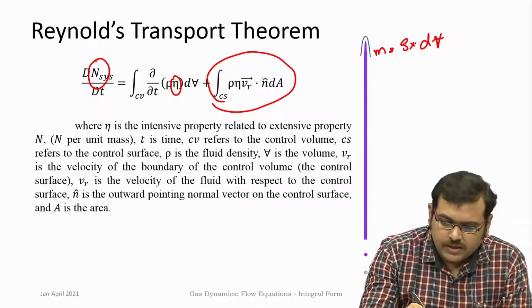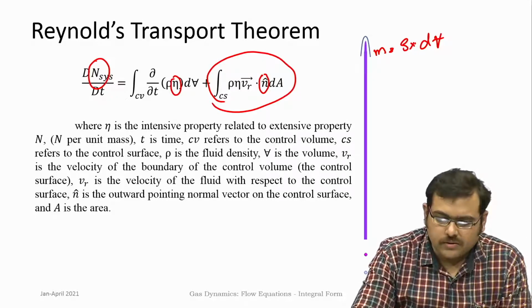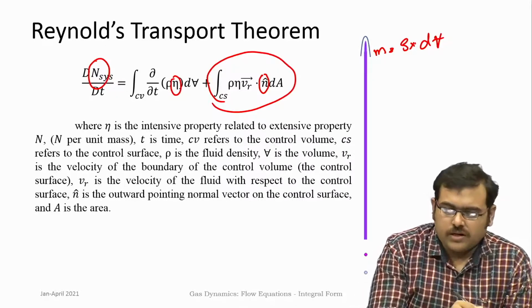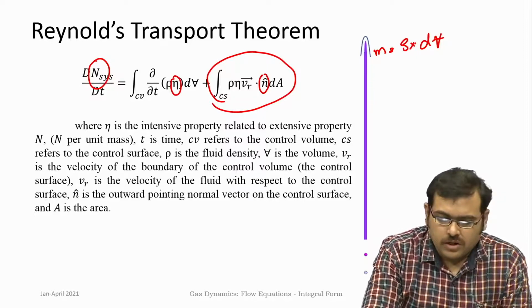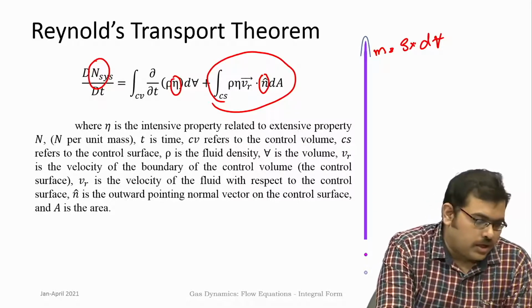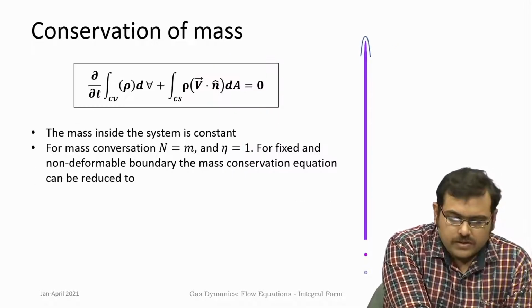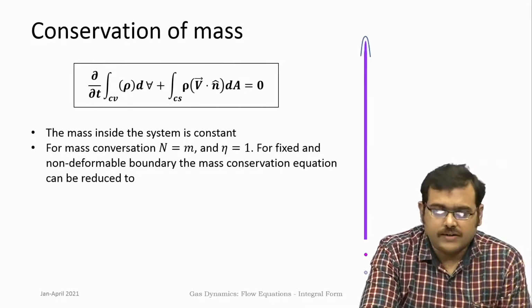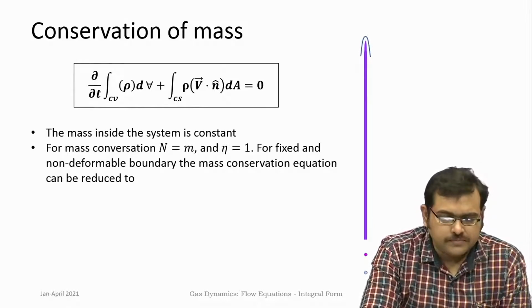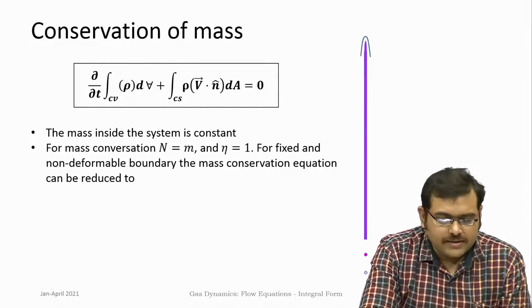Here n is the normal vector to the control surfaces. So this is a very generic expression which can be applied to many variables. It relates the rate of change of that property with respect to time. So now let us look at different conservation laws for the fluid flow systems. The first one we will look at is the conservation of mass.